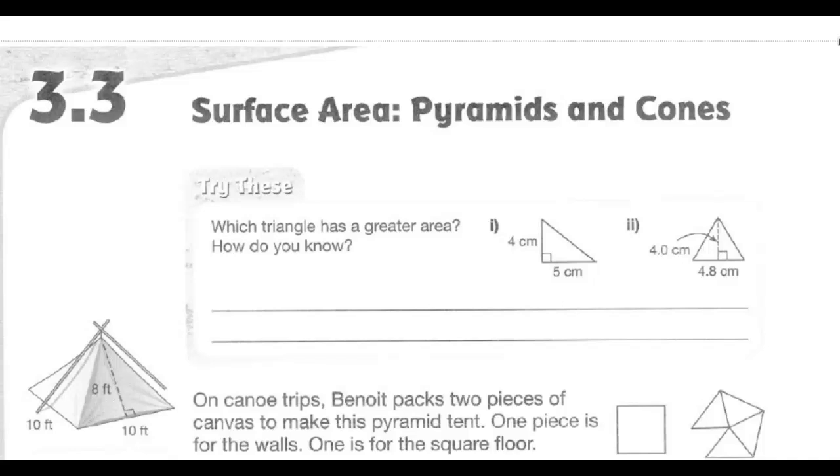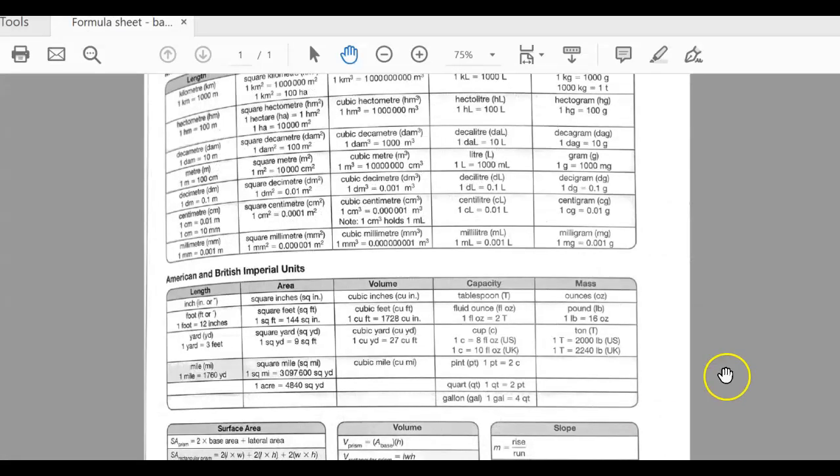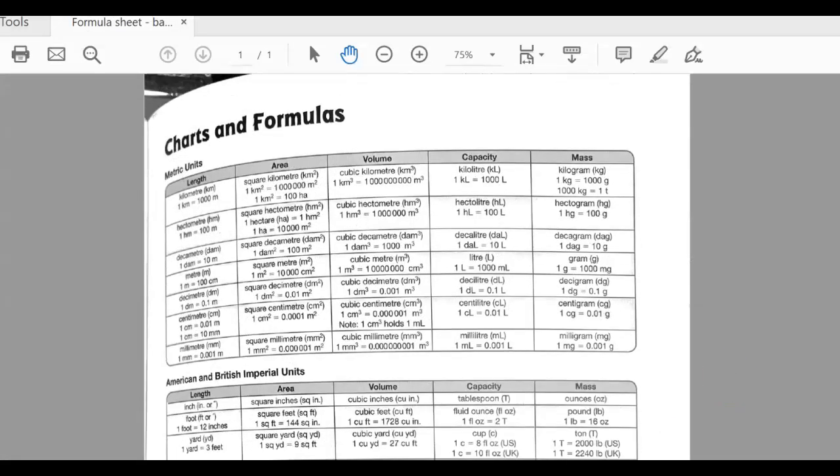All right, so this section we're looking at surface area of pyramids and cones. And again, you may have done this a little bit before, but basically, if you think about what the net looks like, that's going to help you, and you will have a formula sheet as well. Let me just pull up what the back page of your workbook looks like.